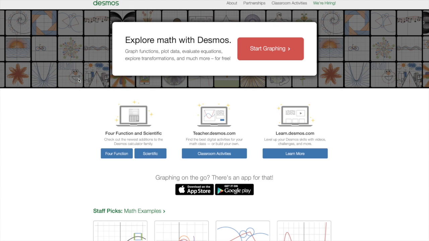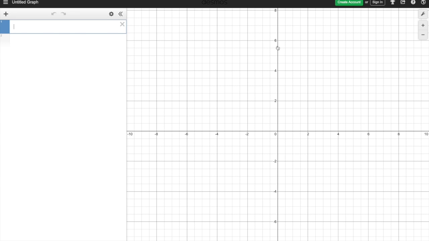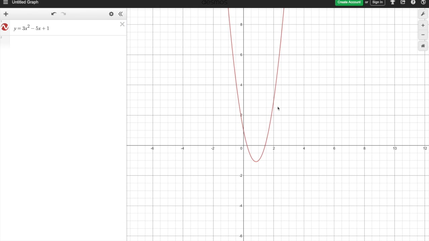So let's open up a tab with Desmos in our browser and click the Get Started Graphing button and start typing in one of our quadratics. Let's start with 3x squared minus 5x plus 1. And here's the graph that we get in red. There's a few important features that you should notice about the graph. First of all is that it has a minimum. So the graph is decreasing up to this point, reaches a minimum, and then begins increasing.